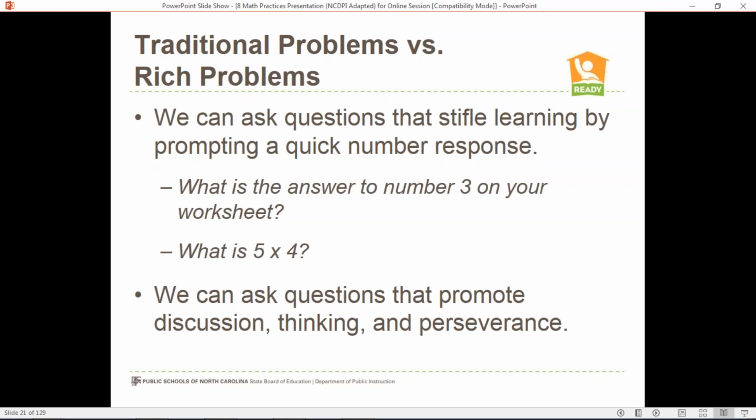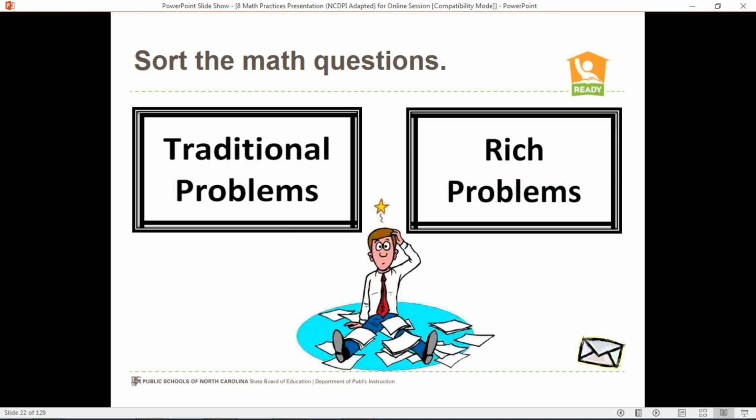So our challenge, of course, in the flow of teaching, is how do I ask those questions that get kids talking to one another, that get them thinking, that get them to persevere? Because if I really believe that kids should make sense of problems and persevere in solving them, then I've got to give them time to do that, and I've got to give them the tasks that it will take to do that.